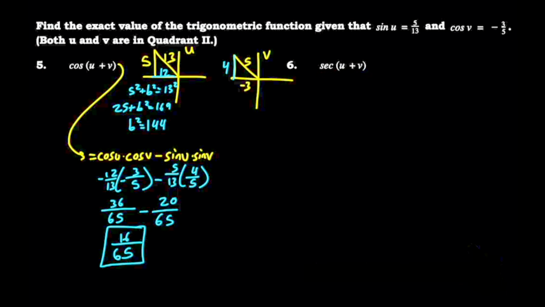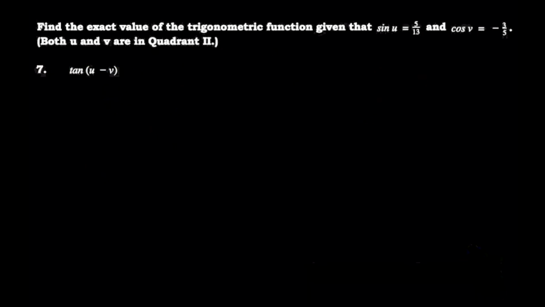It's asking for the secant of u plus v, and we don't have any identities for those. But all we have to do is just know that this would be the same thing as 1 over cosine of u plus v. And we just found that value, right? We found cosine of u plus v in that last problem, and this is just going to be the reciprocal of it. Okay, so we got 16/65 before. This one's going to be 65/16.